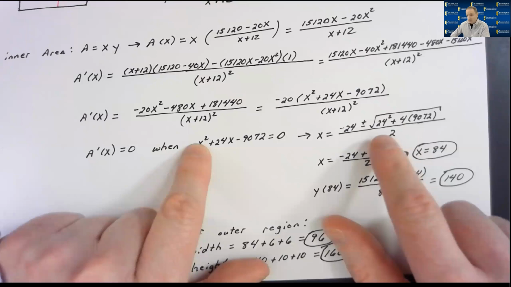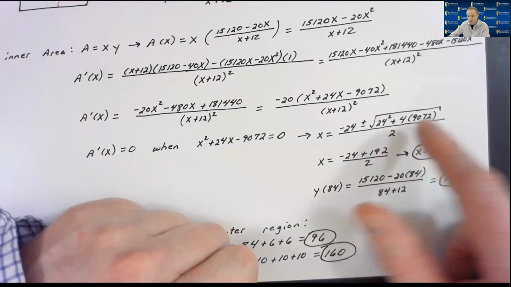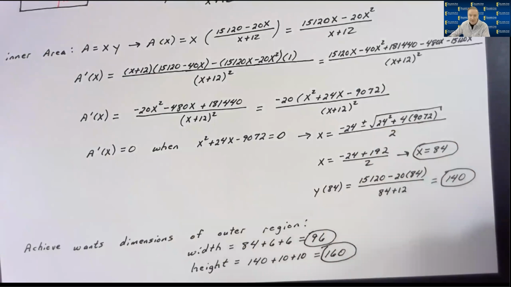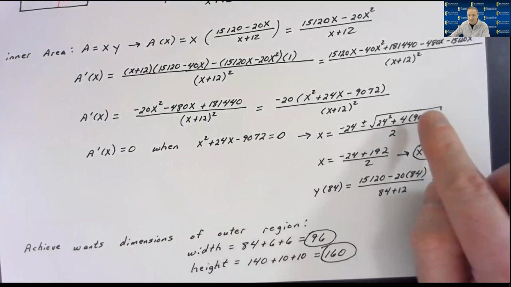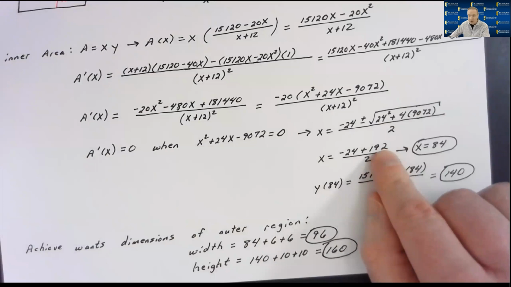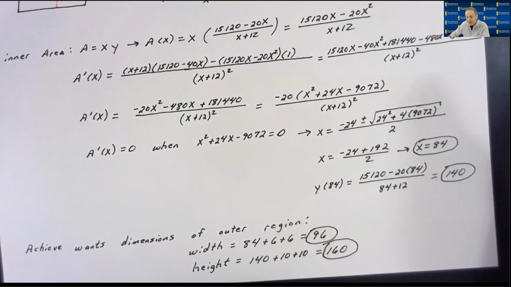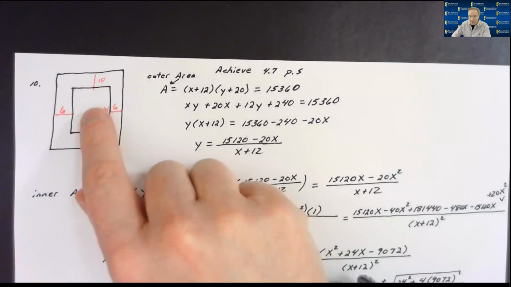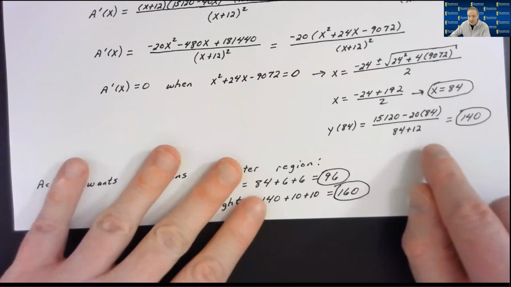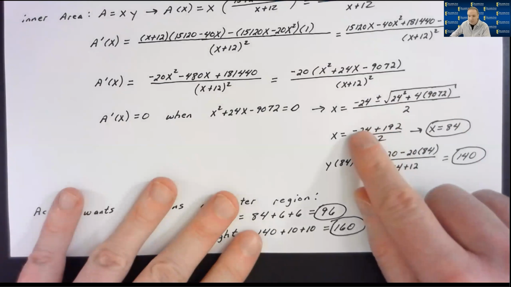After that, I just said 24 squared plus 4 times 9,072. I took the square root of that, and this is where I knew, hey, this was the right thing to do, because that ended up being a perfect square, and it simplified to be 192 after I took the square root. So then I just said, well, there's no way it can be negative 24 minus 192, because that's going to give me a negative value, which makes no sense for x. Clearly, x has to be positive. So I just said, well, then it's just plus the root of this, which was 192.